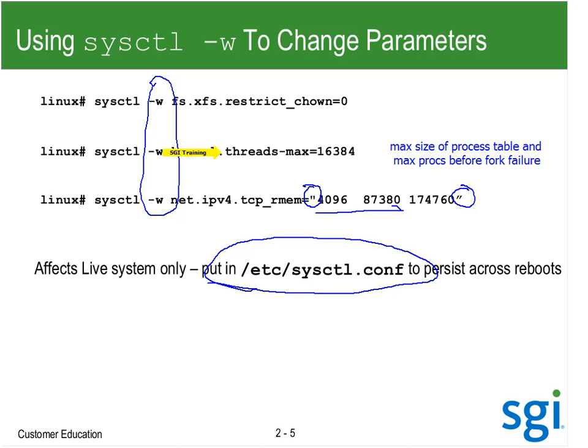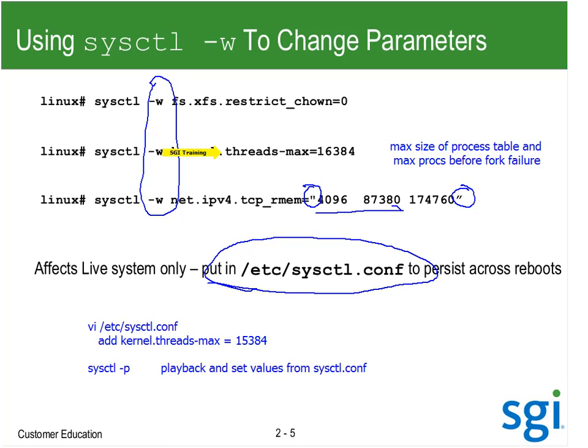from sysctl.conf. So different ways of handling it. If I'm just testing but don't want it to persist, I'll use a -w. If I want it to persist, I'll add it into sysctl.conf and then use sysctl -p to set the values based upon sysctl.conf. Any questions?